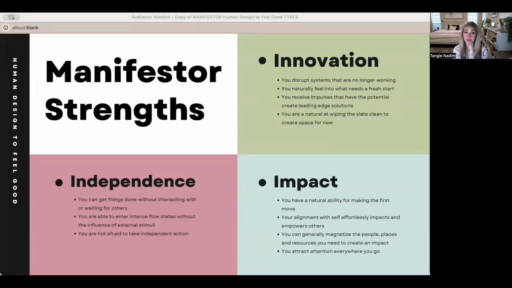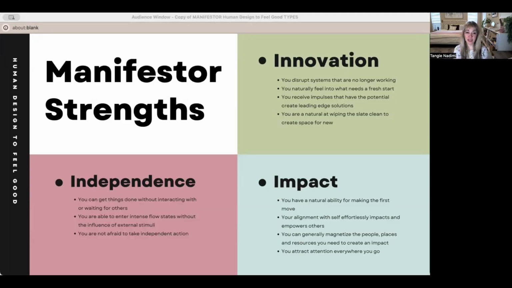Some strengths that manifestors have are innovation. Manifestors disrupt systems that are no longer working. They naturally feel into what needs a fresh start or a revamp. Manifestors receive impulses that have the potential to create leading edge solutions. Manifestors are natural at wiping the slate clean to create space for new.